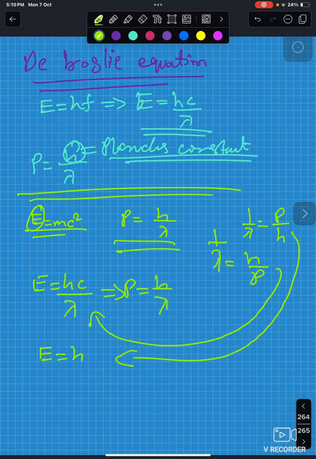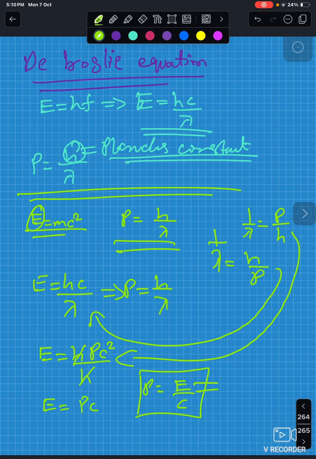Am I right about this? I'm just making it up. I'm not sure if it's right or wrong. C square. H just cancel each other, and then we get E is equal to PC, and here P is equal to E over C. Ah, I just made the equation for energy and energy momentum.